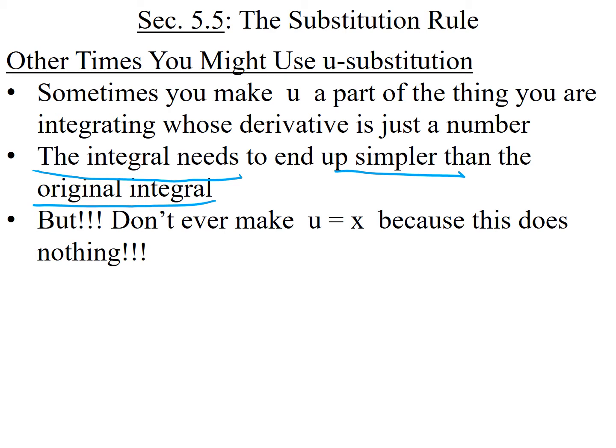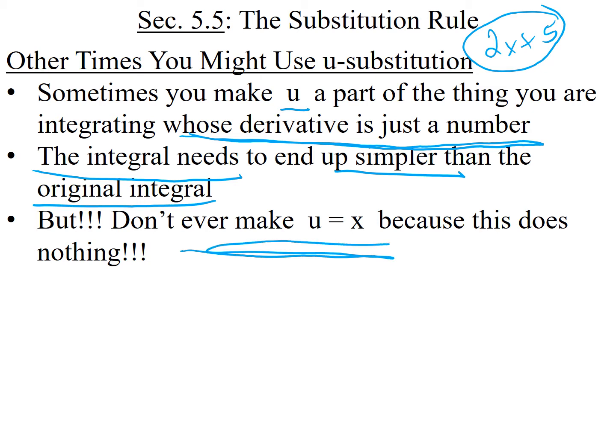So what I'm saying is, if you see like a 2x plus 5, for example, the derivative of that is just 2. So maybe you make that u and see what happens. But don't ever make u equal to x. I mentioned that in class today. Don't ever make u equal x because that will do nothing for you. All it will do is change all the letters in your problem from x's to u's. You'll end up with the same exact integral, just different letters. So you want to end up with a simpler integral. So don't ever make u equal x. But making u x plus 1 might be very helpful, or u equal 2x, depending on what the problem looks like.